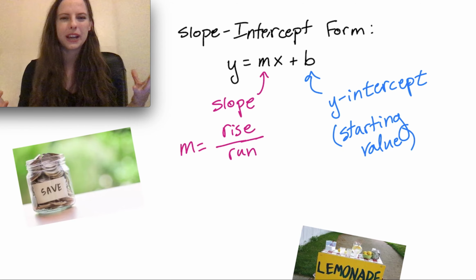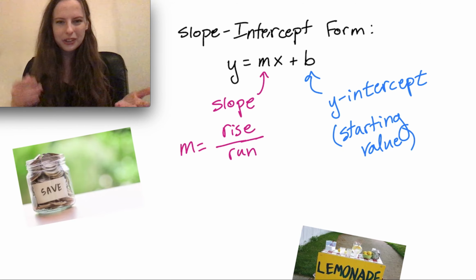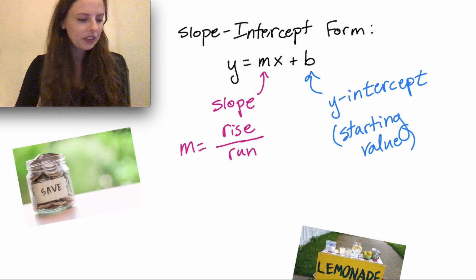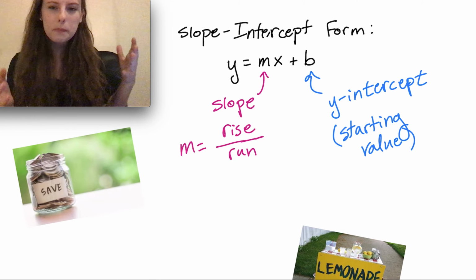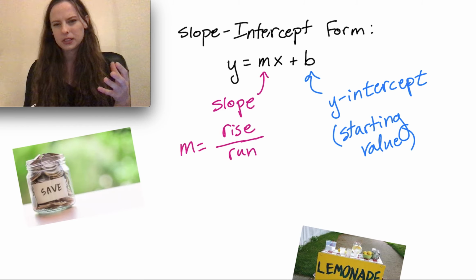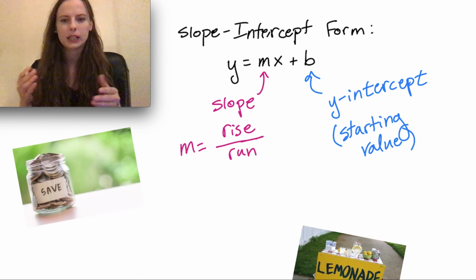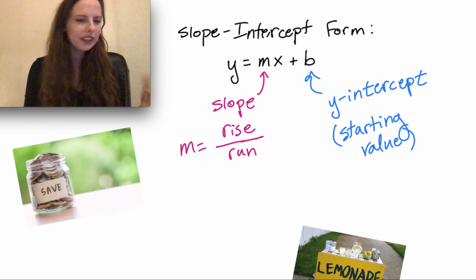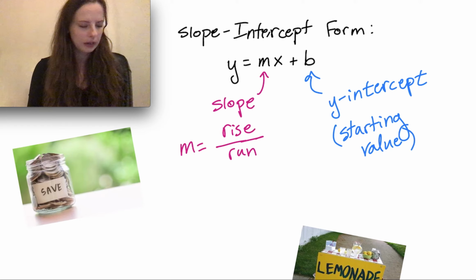y equals mx plus b. Now we already know that m stands for slope, which is rise over run. What about the b? The b is your y-intercept, which is just a fancy way of talking about the starting value. So let's just do a quick real world type of example with this.